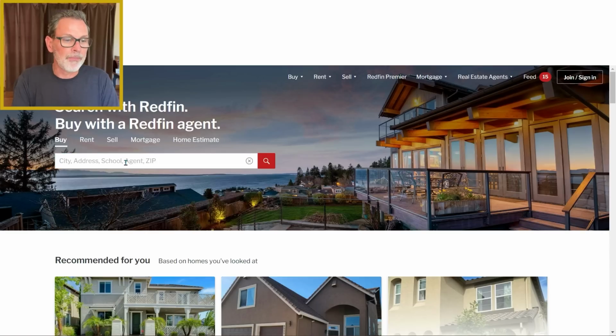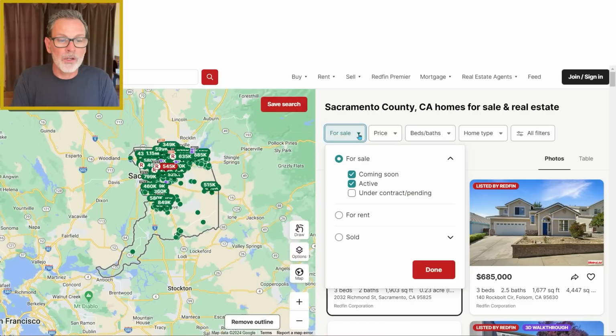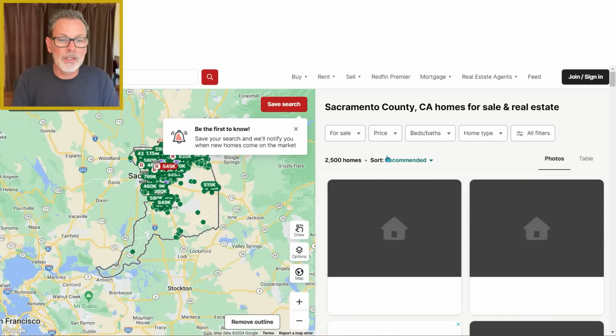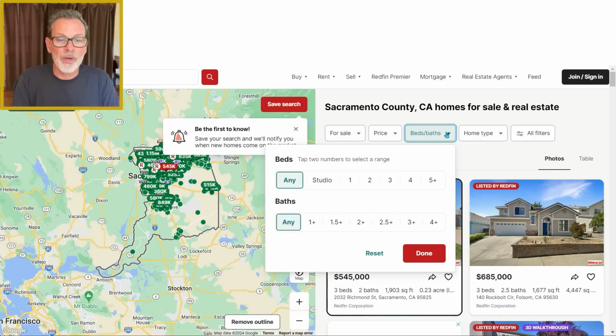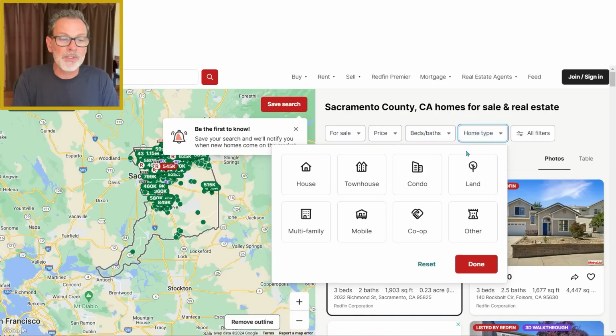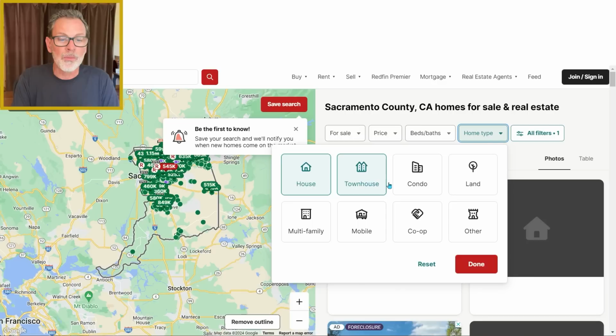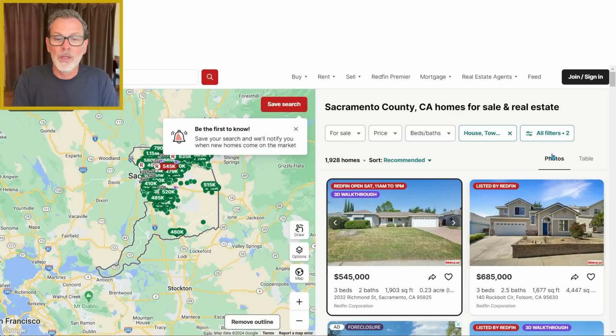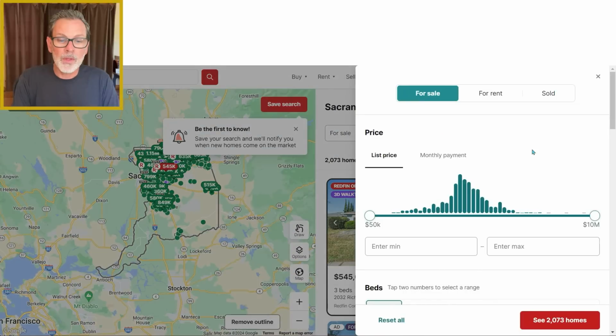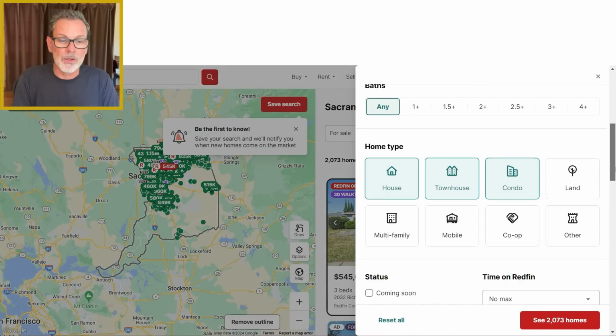Again, Sacramento County. And this one's a little bit different. Click on houses for sale. You can look at coming soon as well. Let's actually just look at active listings. Done. All price segments, all bedrooms and bathrooms, home types, again, houses, townhomes, condos. Done. Filters. This one is kind of in the middle.